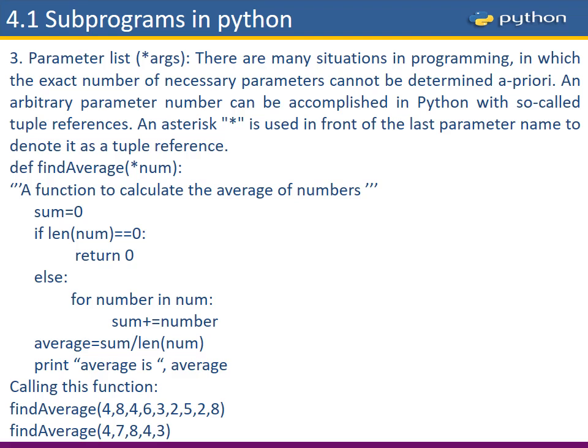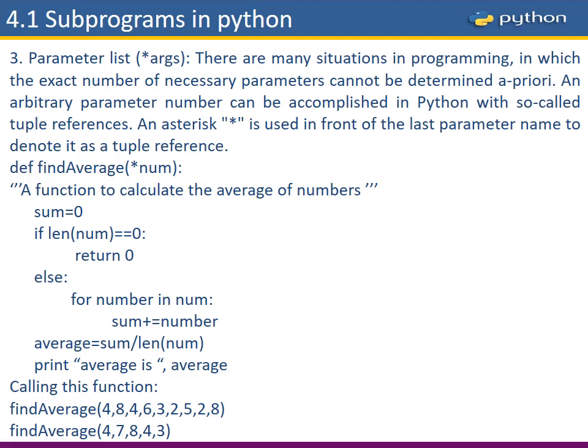The asterisk before the parameter, like in this example, def average. The asterisk before the parameter nums inside the parentheses means it can take any number of values. That is what that means. So it can take any number of values, and Python stores them in a tuple.